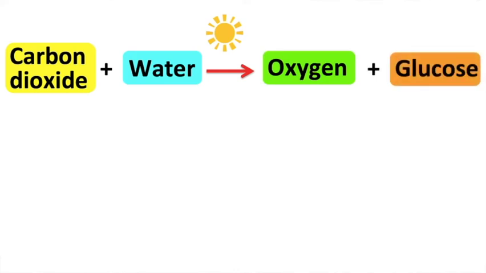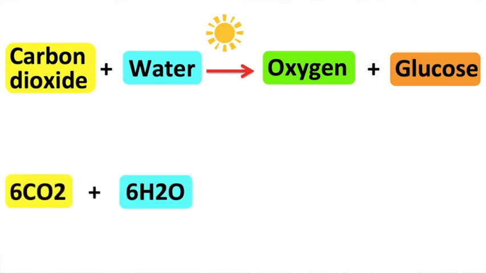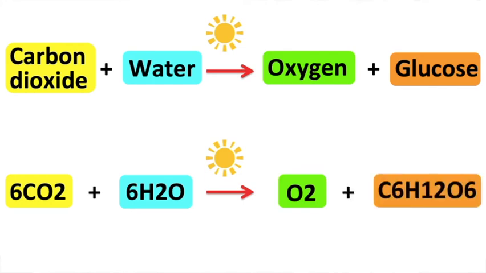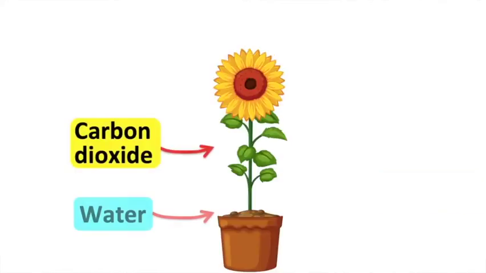The formula for carbon dioxide is CO2. The formula for water is H2O. The formula for oxygen is O2. The formula for glucose is C6H12O6. Firstly, carbon dioxide and water enter the leaf.